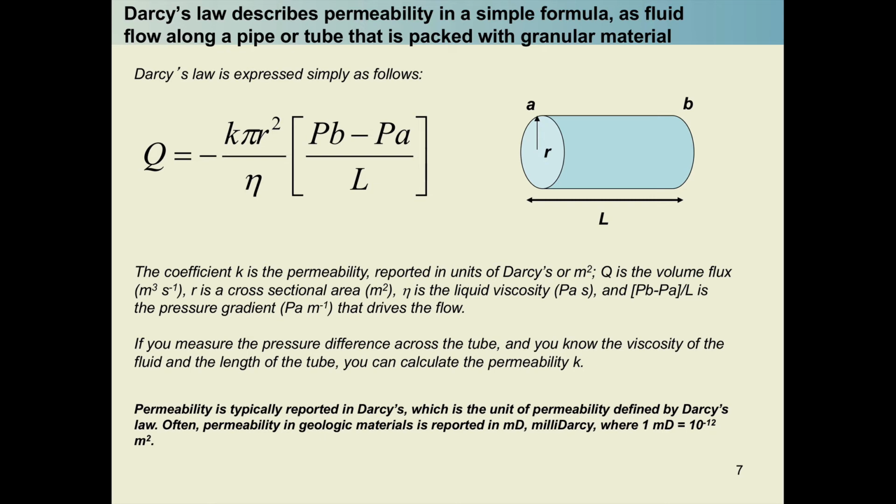K. So permeability is usually given units of Darcys, which is the unit of permeability defined by Darcy's law. If you want to know what that equates to in standard units, 1 millidarcy is equal to 10 to the minus 12 meters squared. So it's proportional to area.